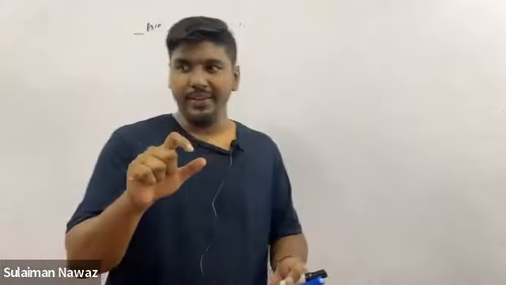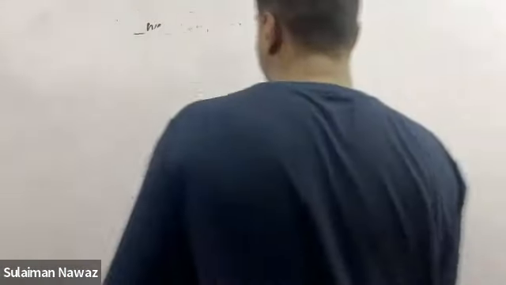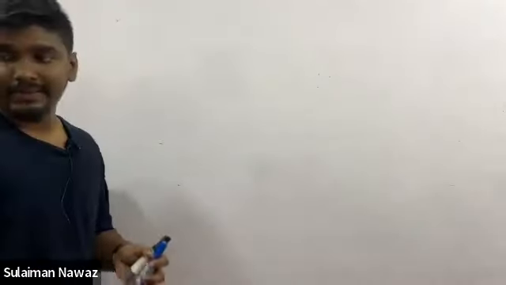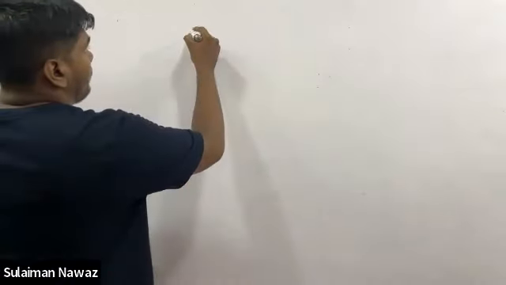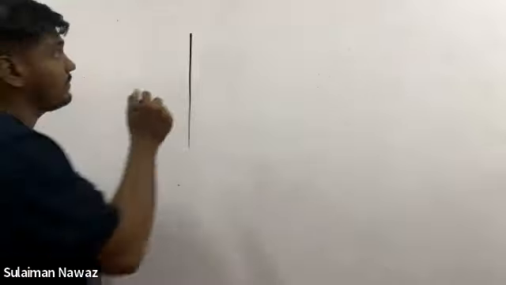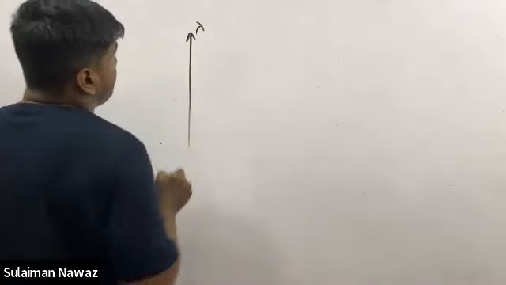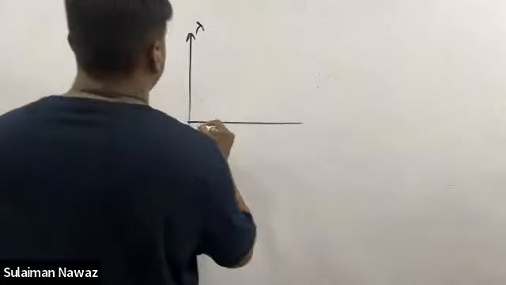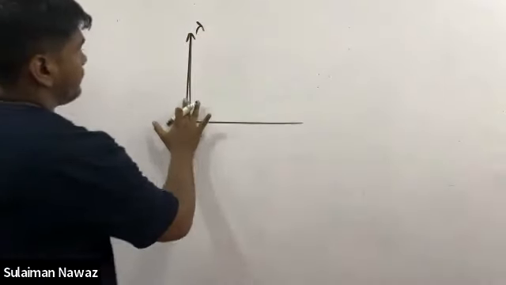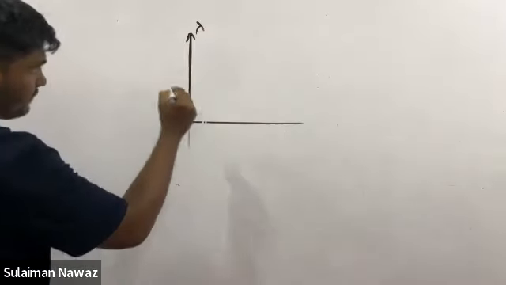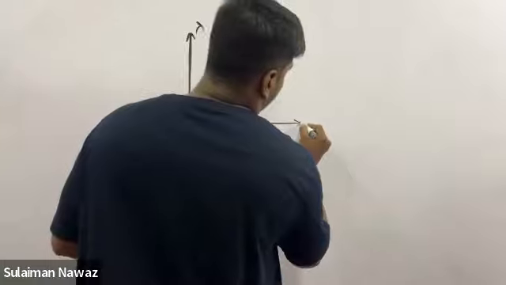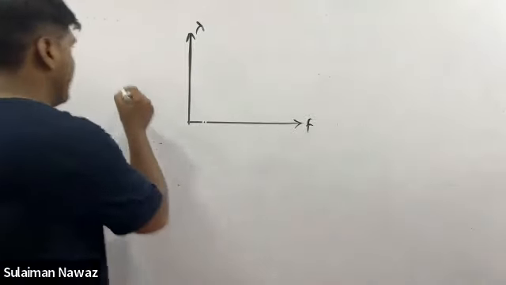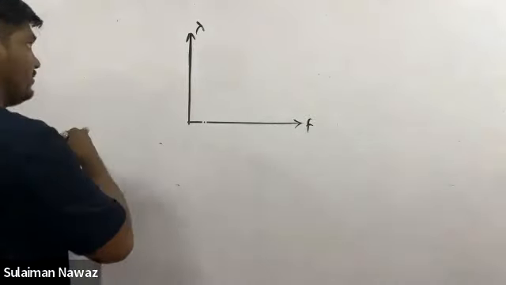Now, we know the v equals f lambda equation. Your y-axis represents wavelength, lambda, and your x-axis represents frequency in that case. Right? Frequency, simple. If you draw the graph, how would the graph be? Then we know that equation, the popular equation v equals f lambda.